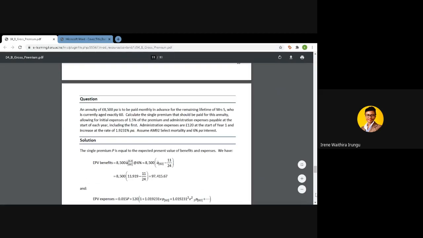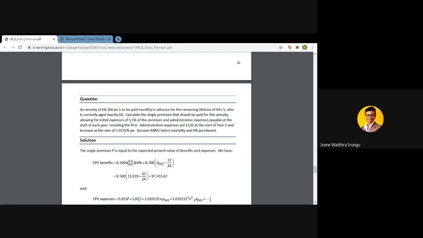So we can now look at an annuity case. The same approach follows. An annuity of 8,500 per annum is to be paid monthly in advance for the remaining lifetime of Mrs. S, who is currently aged 60.